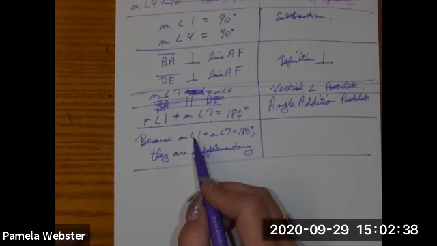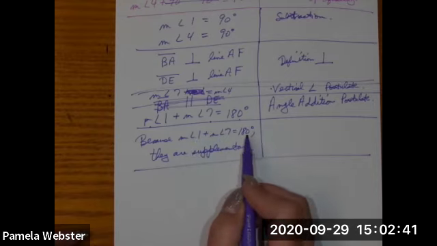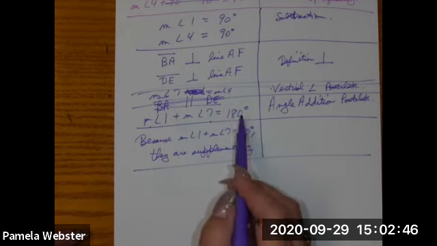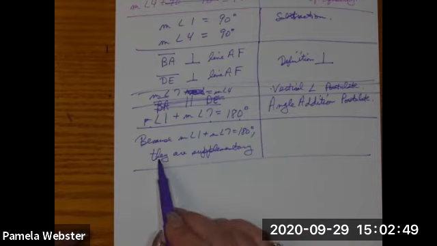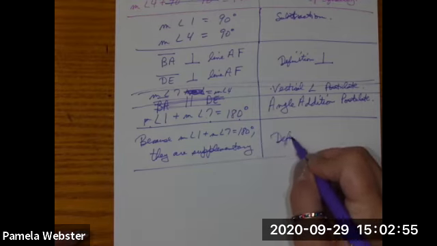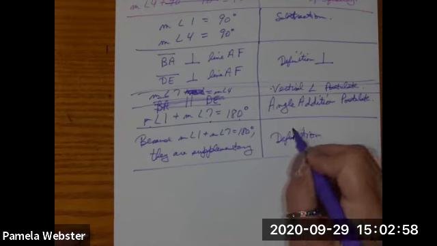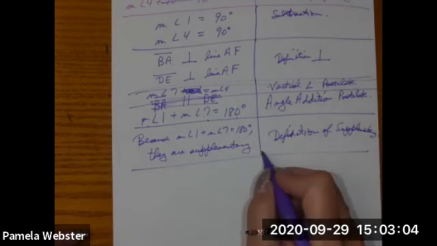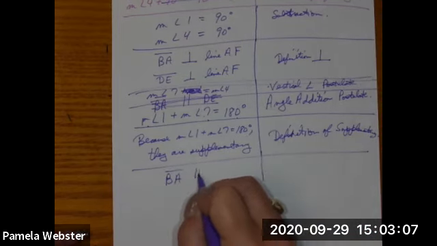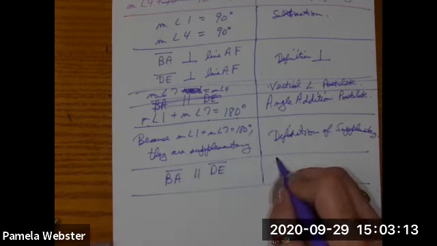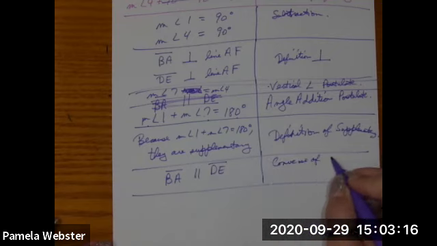Definition of what? Angle 1 plus angle 7 equals 180. 4 is 90, 7 is 90, 1 is 90. 90 plus 90 equals 180. We know that. Okay. So they're supplementary because, definition of what? Uh huh. Good. All right. And now we're done. Now I can go back to BA is parallel to DE, and we're going to cheat and use the converse of the interior supplements theorem.